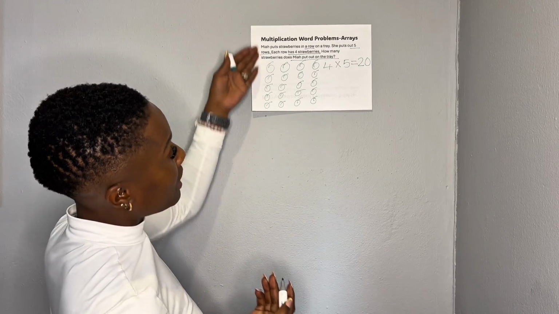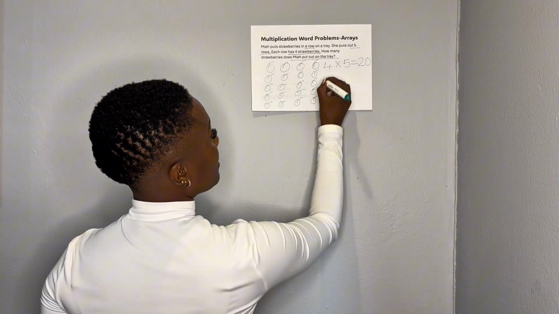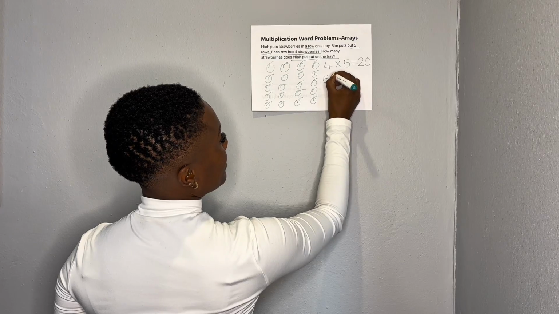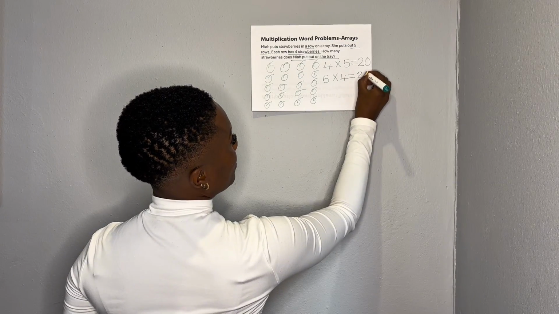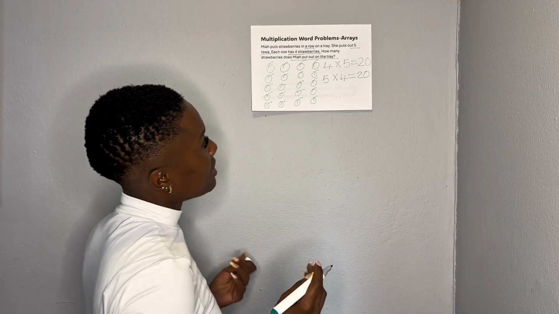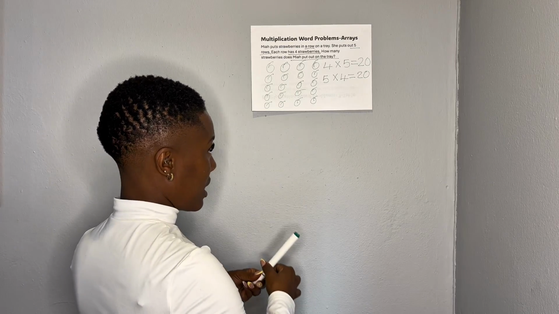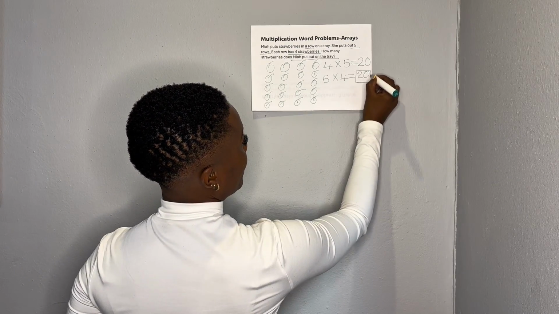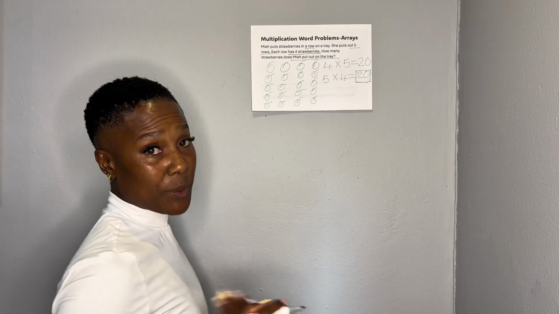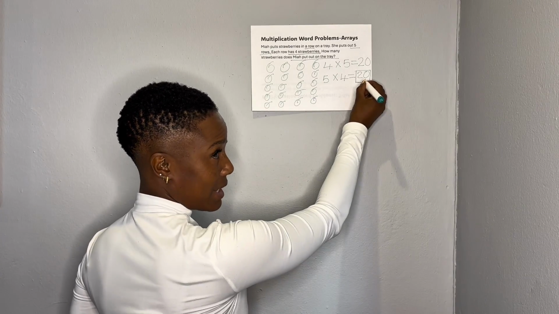Or they can count in 5s. How many times? 4 times. 5 times 4 equals 20. Therefore, how many strawberries did Mia put out on a tray? She put out 20 strawberries. You see now, with multiplication, we create the bigger number.